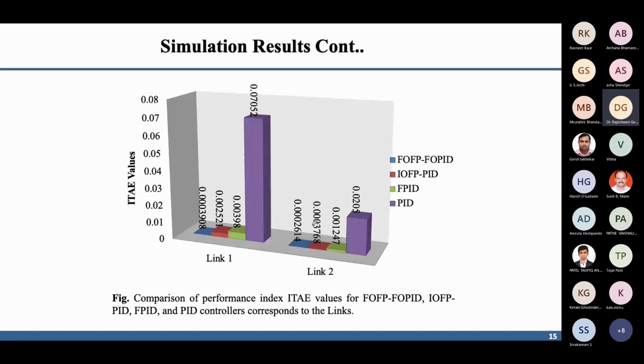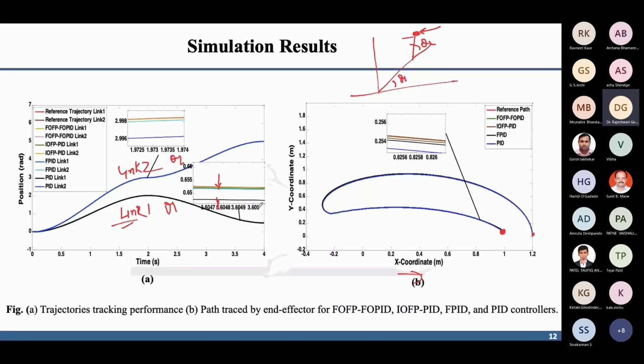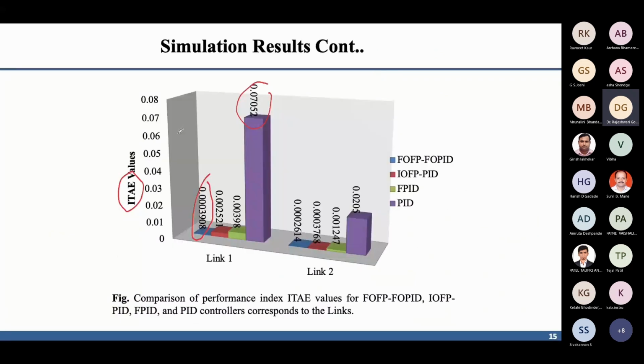And here you can see that for link 1 and link 2, the integral time absolute error is lesser for the proposed controller, while for the PID and other controllers we are getting some larger values. This is a pictorial representation, right? Because we are not getting a proper key, which one is better, it is very difficult to answer here. That's why ITAE is considered as an objective function, as a comparison purpose, right?